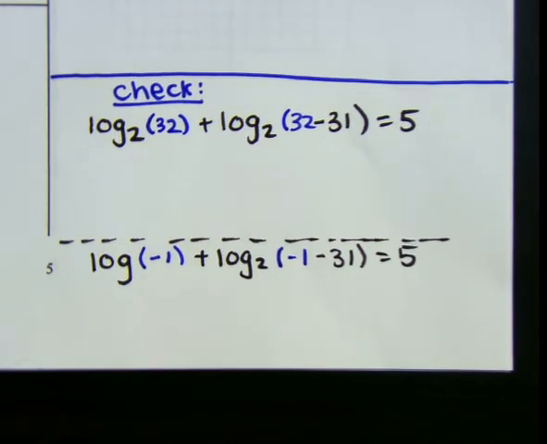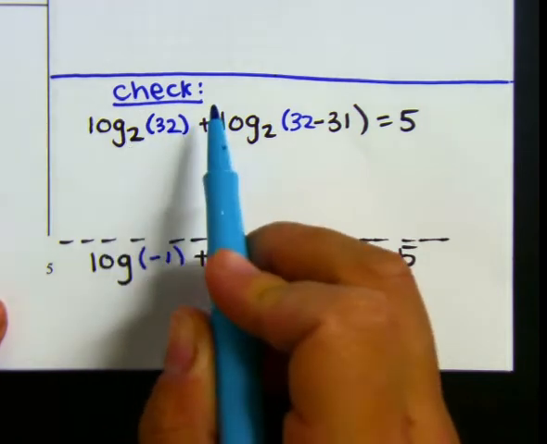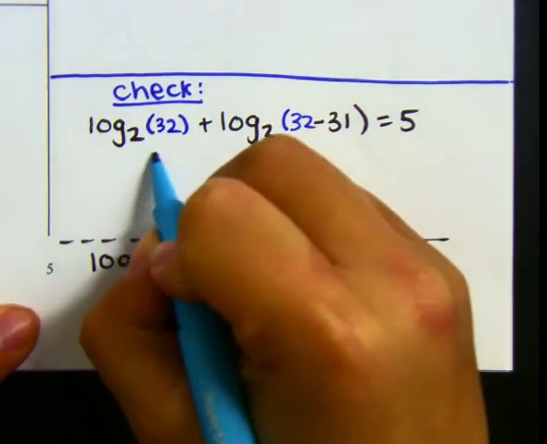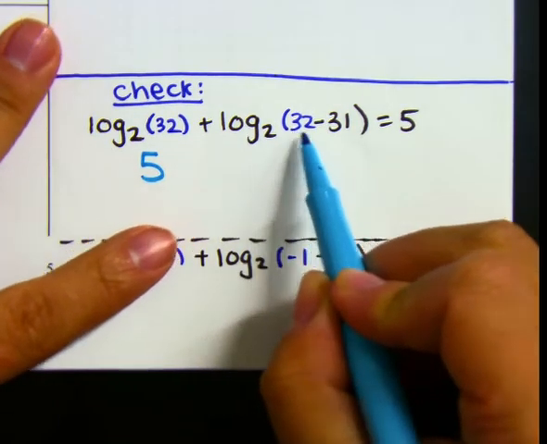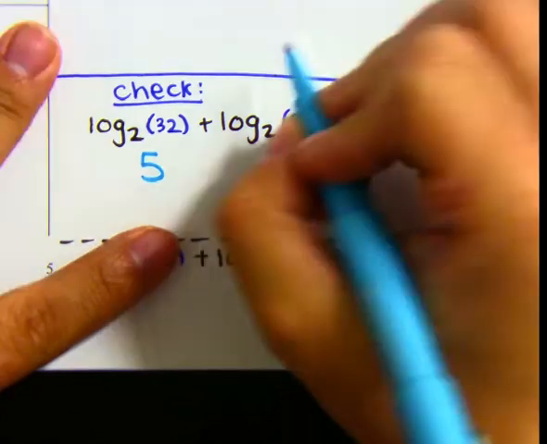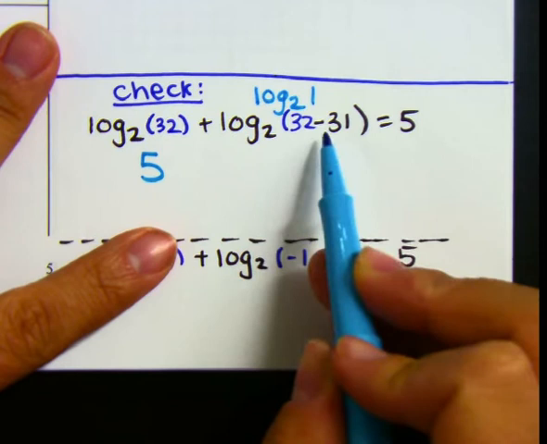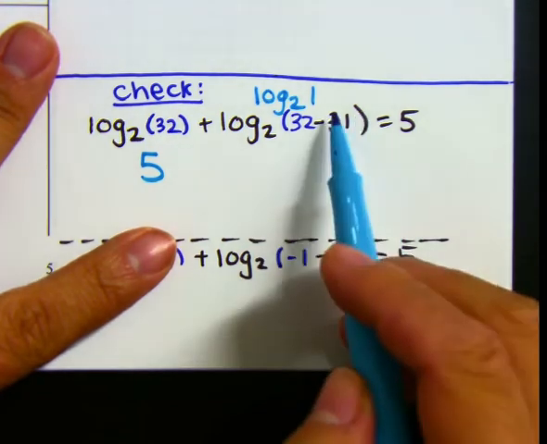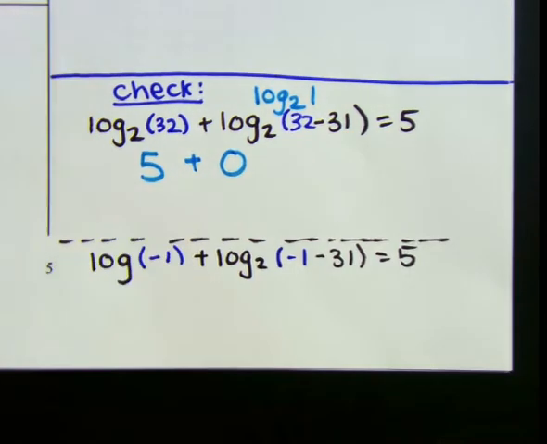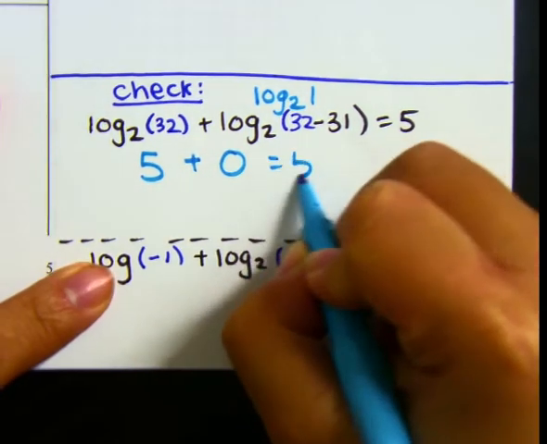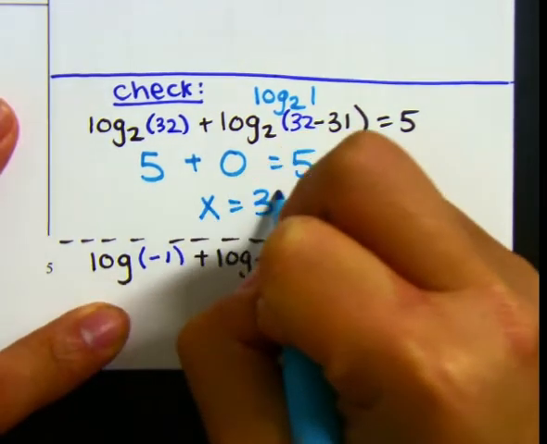Okay, so log base 2 of 32. So 2 to what power will give you 32? Answer is 5. Here is 32 minus 31, so that will end up giving us log base 2 of 1, right? 32 minus 31. And then 2 to what power will give you 1? The answer is 0, right? 2 to the 0 power. Does this equal 5? Yes, it does. So one of my answers is 32.